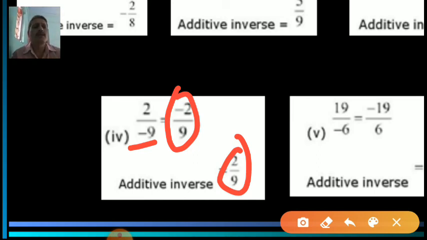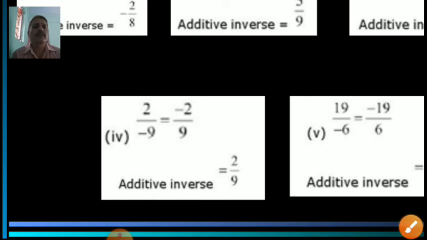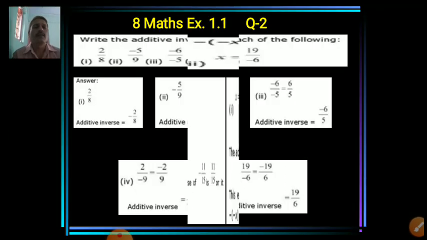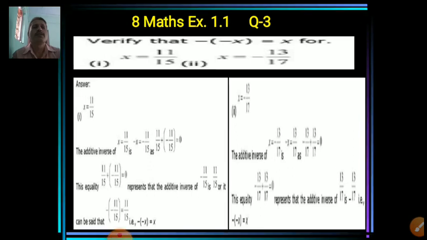Okay. What about this one, the fifth one? In the same way, the answer is 19 upon 6. Easy? Yes. Now look at question number 3.